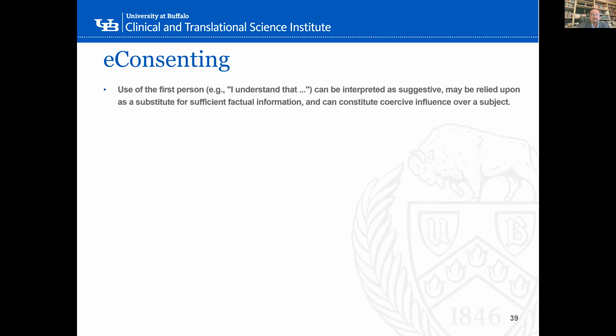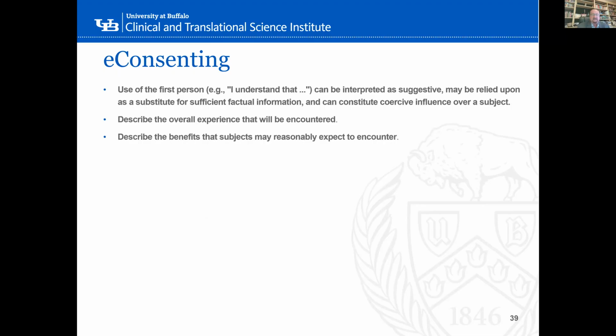Use of the first person, "I understand that," can be interpreted as suggestive and may be relied upon as a substitute for insufficient factual information and can constitute coercive influence over the subject. Describe the overall experience that will be encountered. Describe the benefits that the subjects may reasonably expect to encounter. Describe any alternatives to participating in the research project.